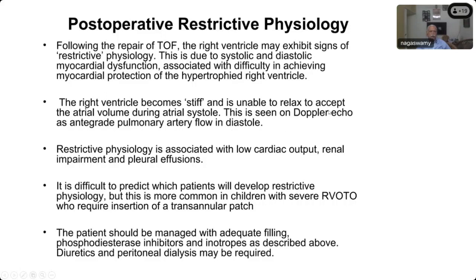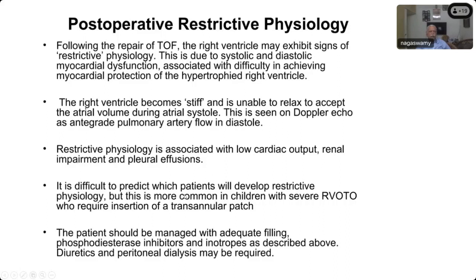This is seen in the Doppler echo as antegrade pulmonary flow in diastole. So even during the diastole of the right ventricle, there will be some flow into the pulmonary artery, and restrictive physiology is associated with low cardiac output, and they may go in for renal failure and pleural effusions.